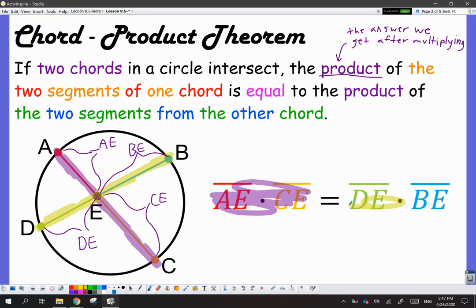And so by highlighting our formula over here, that would be this part here. So you see how AE and CE are part of the same chord, and DE and BE are part of the other chord. And these two chords intersect at point E. So if I take the pieces from each chord, multiply two pieces from one chord, the answer that I get there is the same as the other pieces of the other chord multiplied together. Let's take a look at some examples to see how we use this theorem.